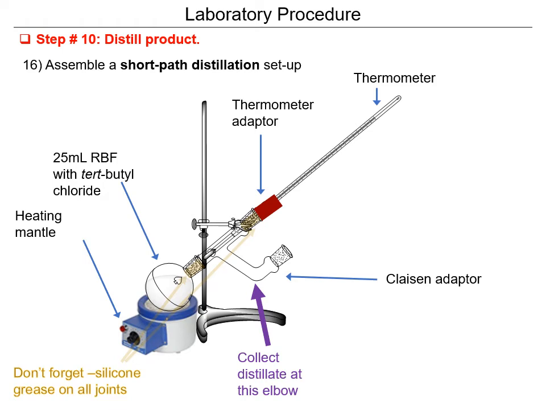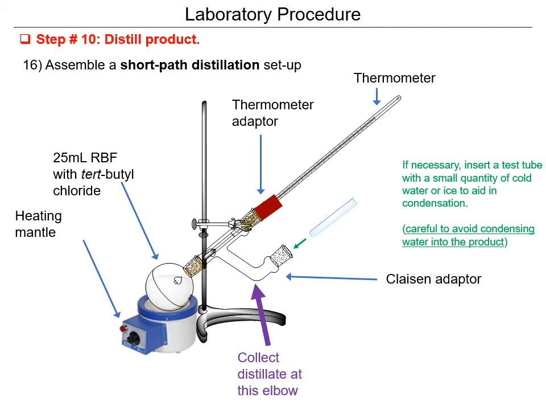In order to purify your compound, you will perform what is called a short path distillation. To assemble this apparatus, you will attach a 25 milliliter round bottom flask to a Claisen adapter fitted with a thermometer adapter and thermometer, and then place your flask in a heating well. And that's it. Unlike the distillation conducted previously, for this lab, you will be collecting your distillate in the crux of the Claisen adapter. All of this should be held at about a 45-degree angle using a clamp and a ring stand.